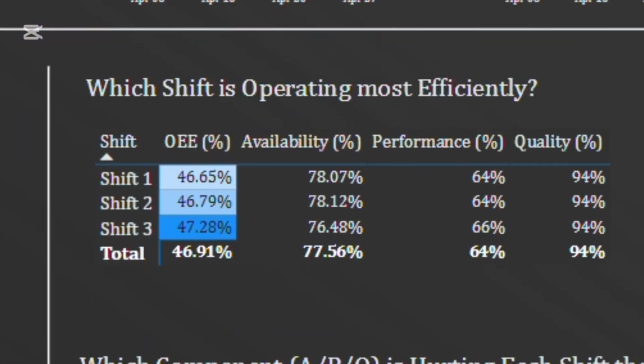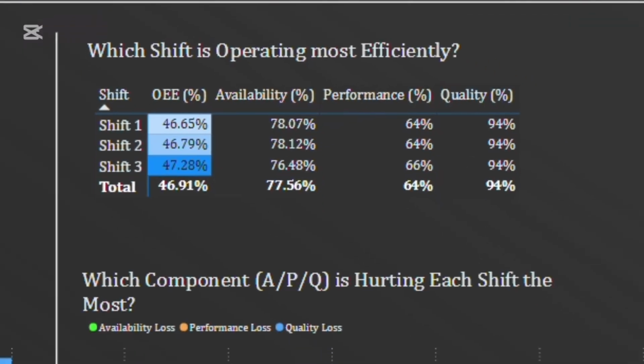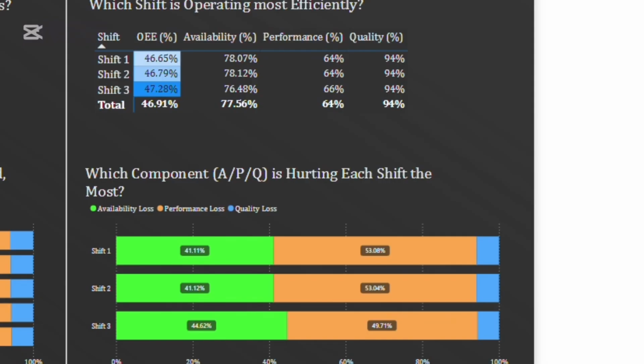In shift 3, quality stood out. It recorded the highest overall OEE at 47.28%. Despite having the highest availability loss, it managed strong performance and quality. This suggests Shift 3 is maximizing production time when machines are running, a potential best practice for other teams to follow.